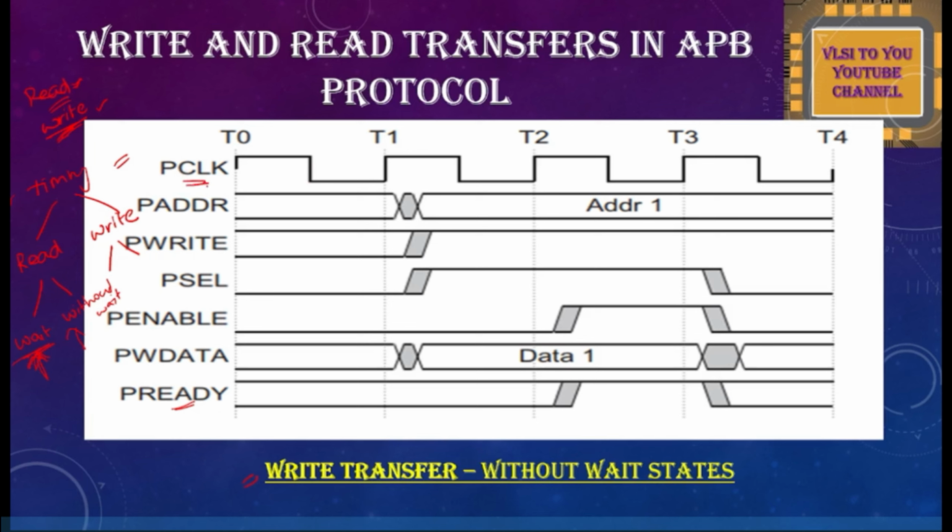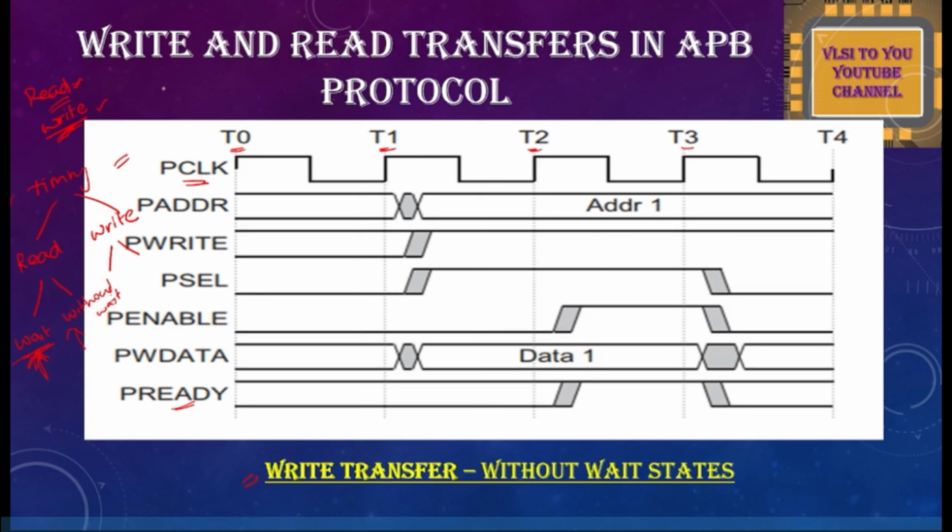The first thing that we take into consideration is the clock. In the introduction class itself, I already discussed that PCLK is always positive edge in APB. That means for every positive edge of the clock cycle, the changes will be taking place. So here, if you see, these are the clock periods: T0, T1, T2, T3, T4.